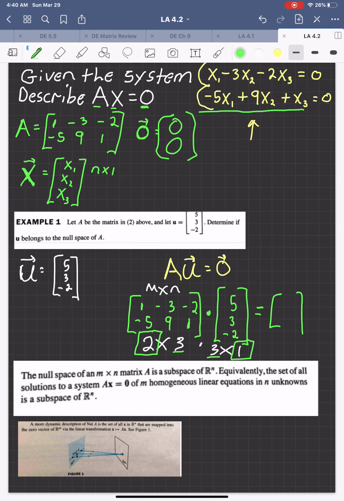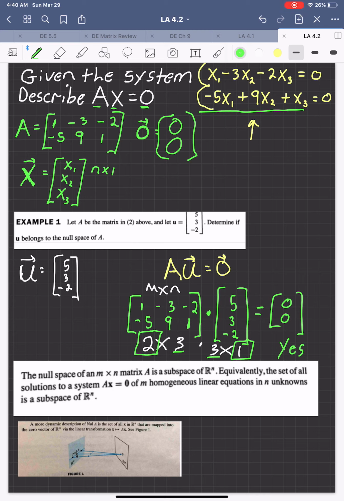So if you were to multiply these out, which is not bad, you would end up getting 5 minus 9 plus 4, which is 0. And then you would get negative 25 plus 27 minus 2, which is also 0. So, yes, this is in the null space.